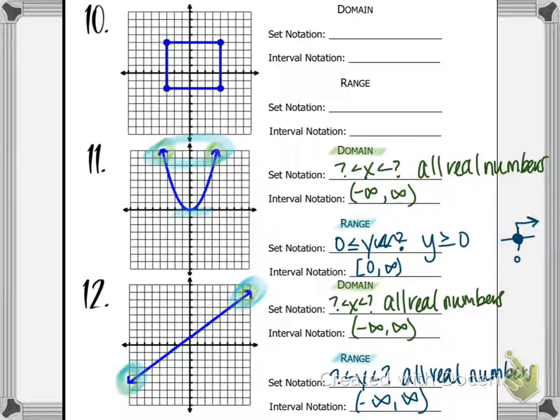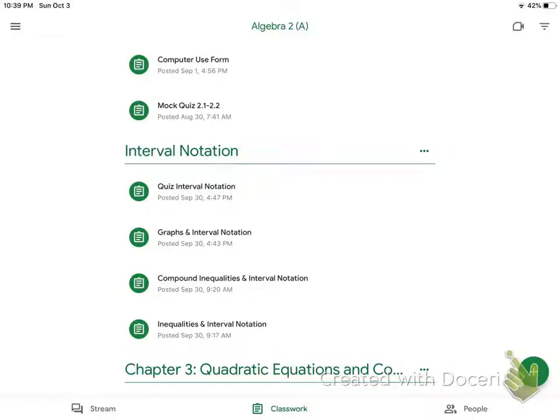So I hope that was helpful. The homework is basically the same thing. So I'm going to show you what that looks like. If you go to Google Classroom, I have a lot of stuff in here for you, but you can click on your classwork assignments, and you can find the entire section about interval notation, which is really, really short, right there at the very top for you.